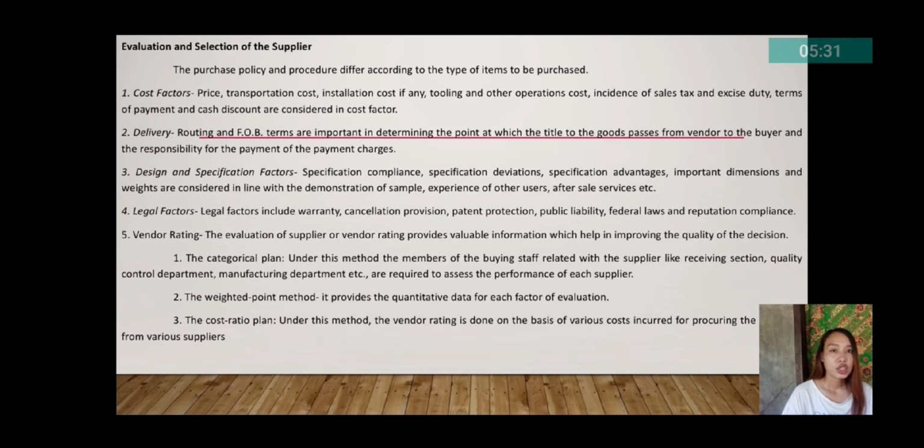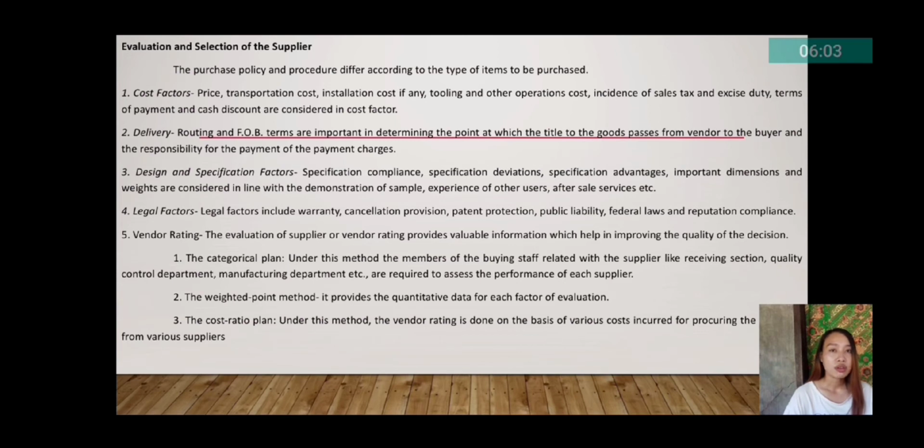Evaluation and selection of the supplier. The purchase policy and procedure differ according to the type of items to be purchased. First, cost factor. Price, transportation cost, installation cost if any, tooling and other operation costs, incidence of sales tax, excise duty, terms of payment, and cash discount are considered in the cost factor.